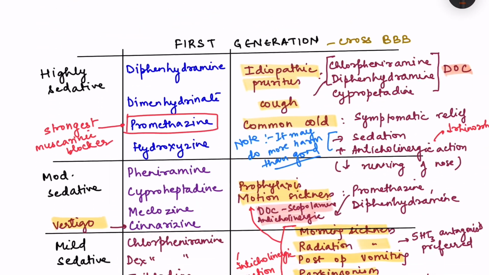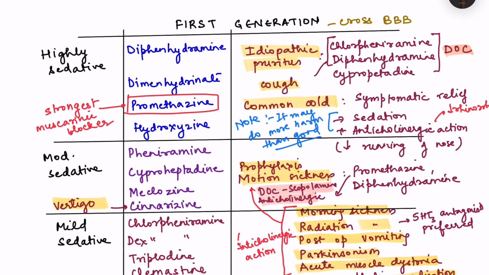Okay. So moving on to the first generation antihistaminics, which have anticholinergic action as well and cross the blood-brain barrier. Okay. Now in these first generation antihistaminics, we further classify them as highly sedative, moderately sedative, and mildly sedative. So they are sedative. Why are they sedative?